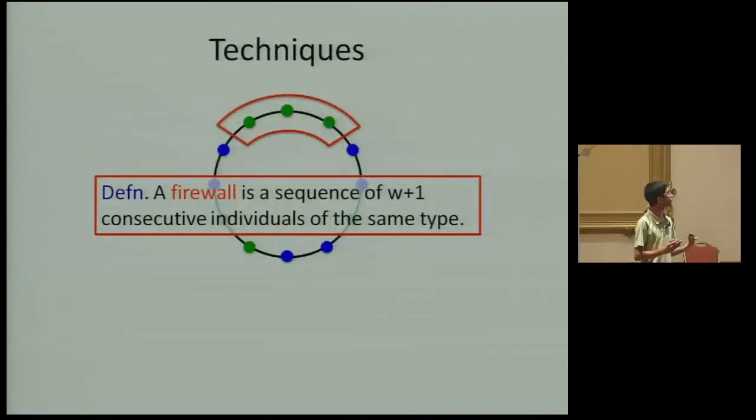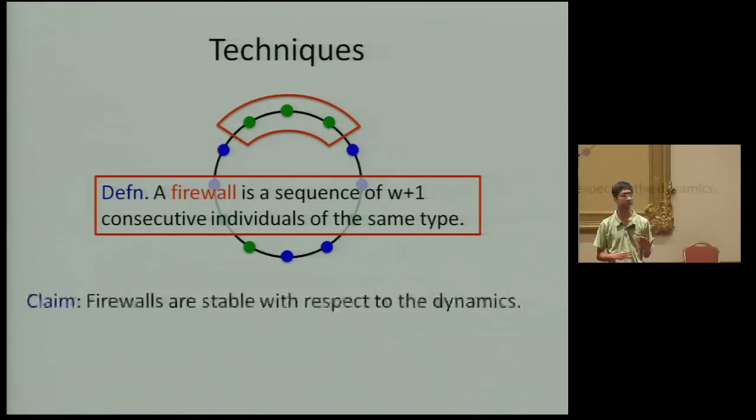The most useful tool in our analysis throughout has been the idea of a firewall. A firewall is a sequence of W plus 1 consecutive individuals, all of the same type. And if you think about it, this is actually a stable configuration. The reason is, consider any individual. His neighborhood is of size 2W plus 1. Of course, if he's in a firewall, he has at least W plus 1 individuals of his own type in it, and therefore it's a majority, and he'll be happy.